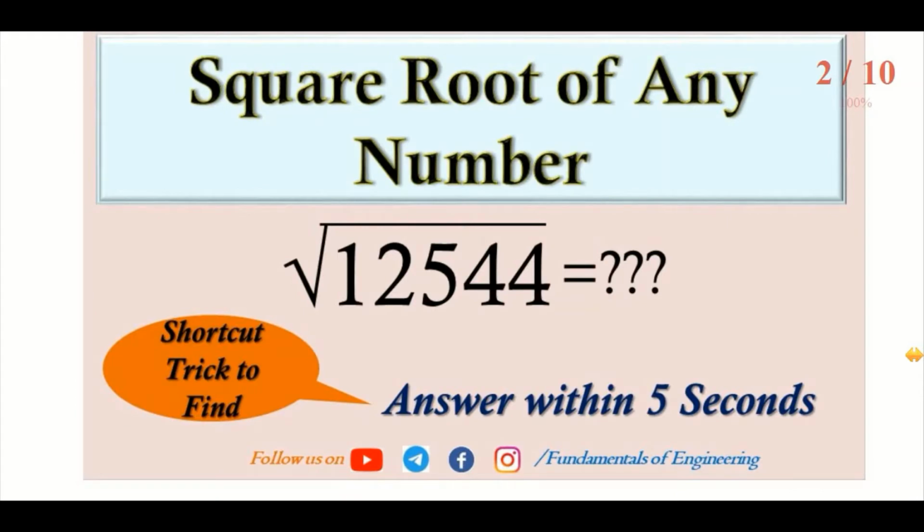So today we are going to see the square root of any number, and we are going to see one shortcut trick. By using that you will get your answers within 5 seconds. Whenever we are solving aptitude questions, time is the most important factor, so we have to solve the maximum number of questions in limited time. So we require a shortcut trick. For finding the square root of any number, today we are going to see the shortcut trick. By using that you will get your answers within seconds.